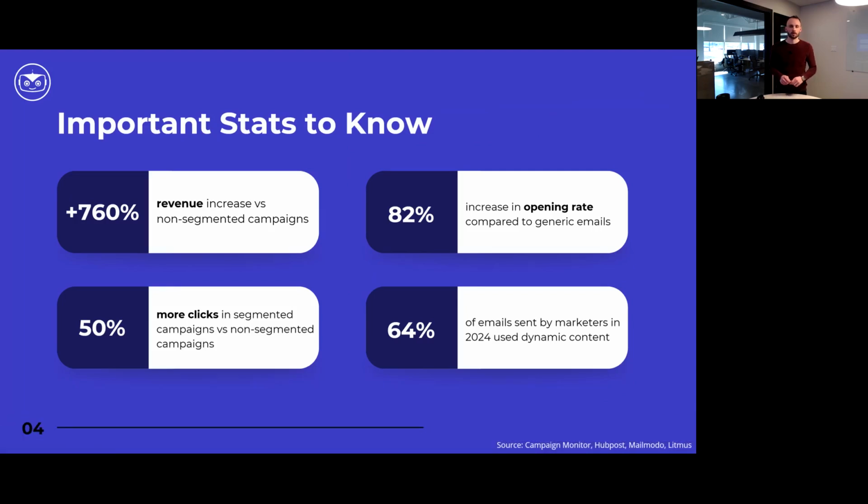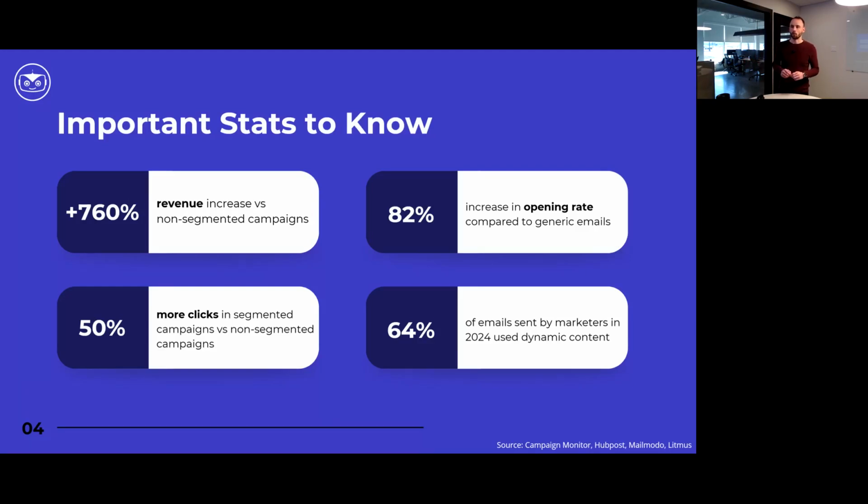Here are a couple of statistics that are interesting with dynamic content. For sure, at first we have the biggest number of all. It's 760% revenue increase of dynamic content versus non-segmented content. That's really huge. If you send email to your newsletter contacts that you know they are gonna like, it's always gonna be better than just regular content that you send to everybody.